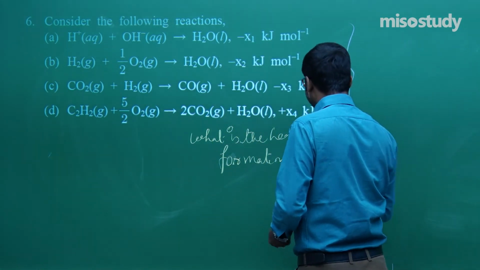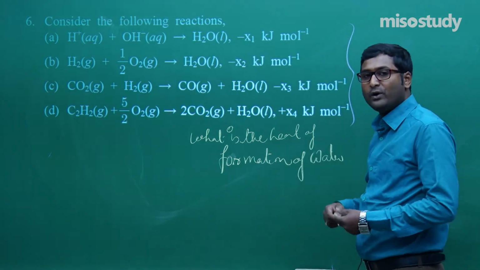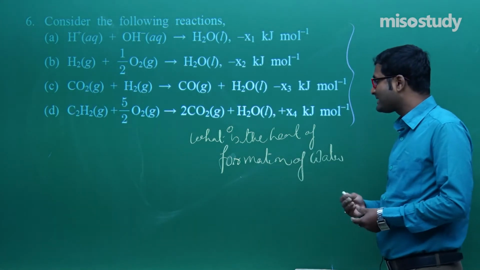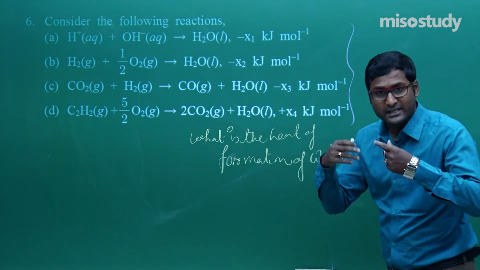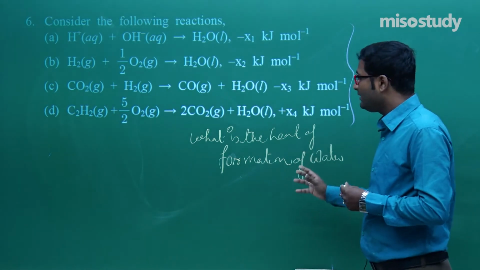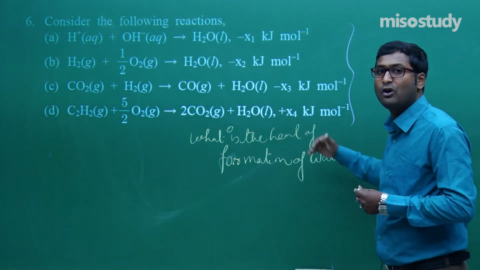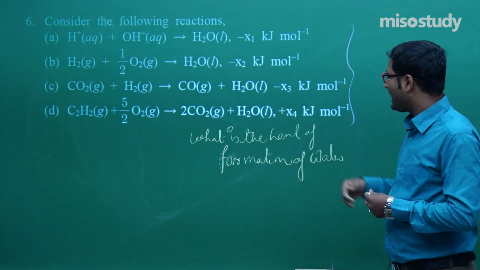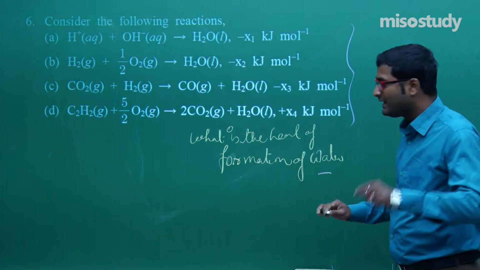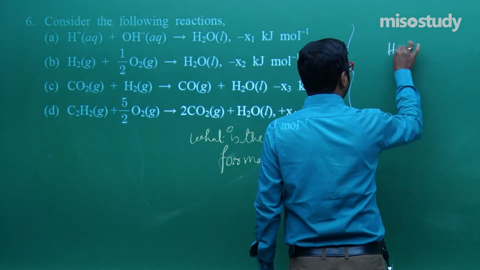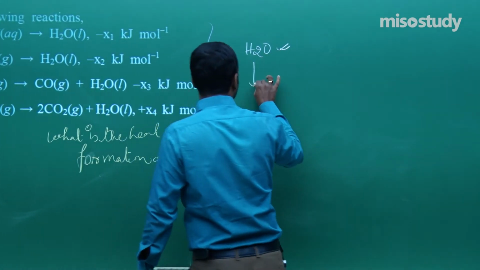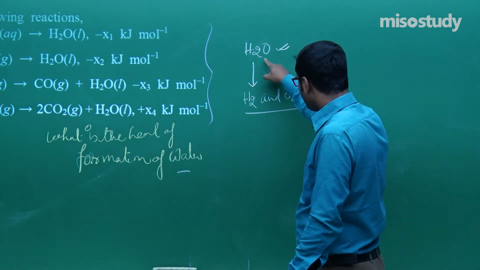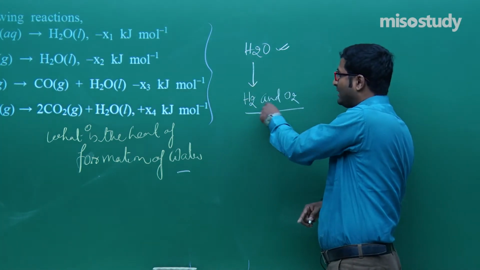As we know, what is heat of formation? Any substance which forms from its constituent atoms or elements, the heat evolved or absorbed during the formation of any molecule from its constituents, atoms or elements, is known as the heat of formation. Clear? Now if I talk about water, H2O, the constituent elements are H2 and O2. Water forms from hydrogen and oxygen.